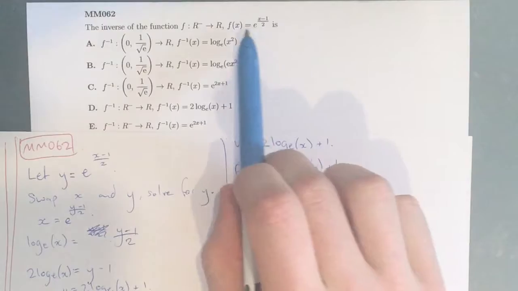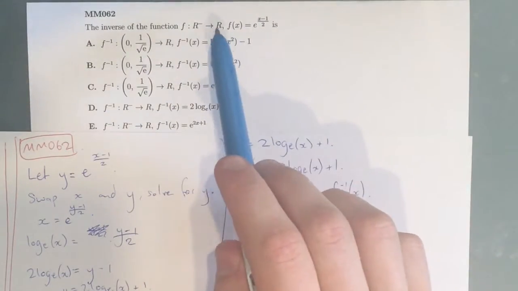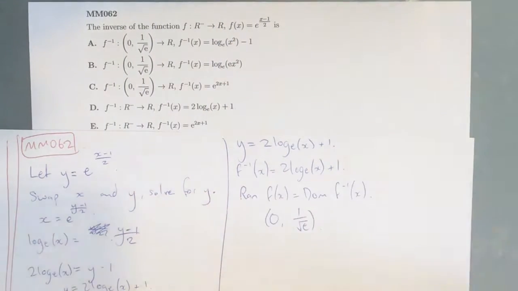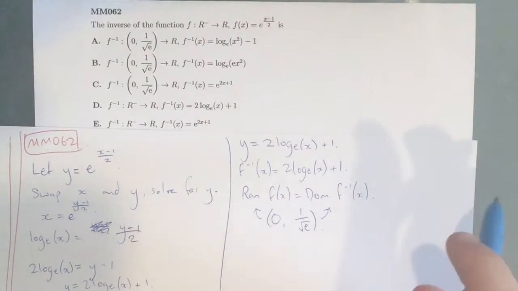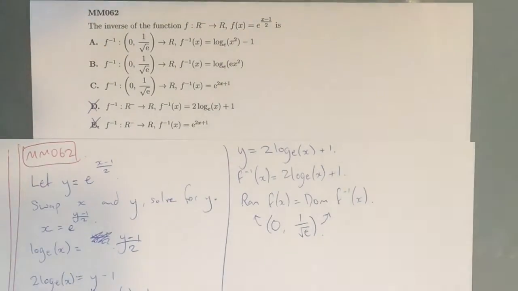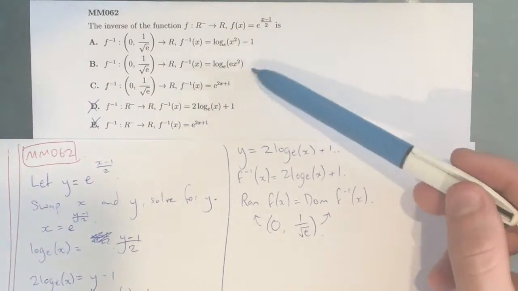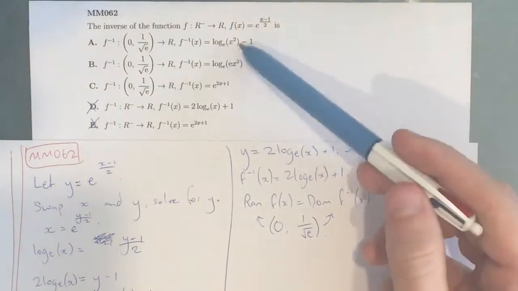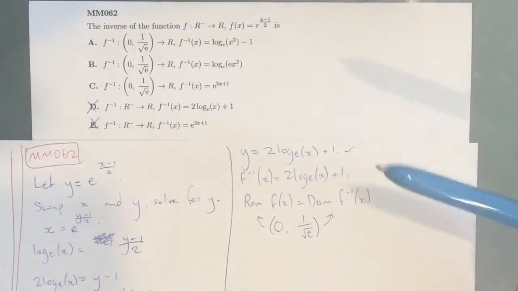If you put this on your calculator, you'll see that in this domain, R negative, the range is 0 to 1 over square root of e, which means that our domain of the inverse is also 0 to 1 over the square root of e. So we can see that D and E are actually not correct, regardless of what this rule is. Now we need to get it in a different form, because we know that this is correct since we've done all of our working well, and we need to get it in one of these three forms to figure out which answer is correct.